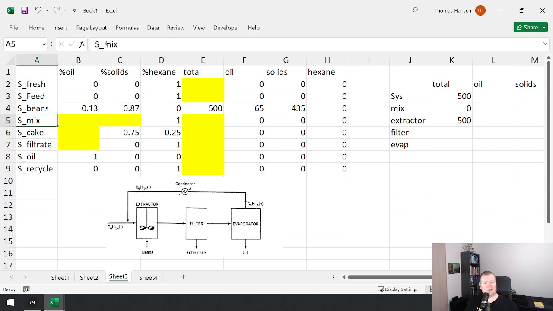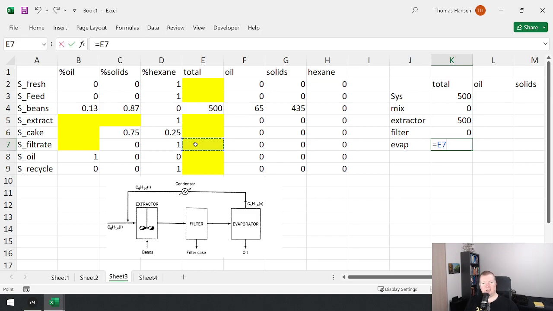Yeah, what can we call that? Let's call it Extract. I can't spell now. There we go. And did I do that right? That plus that minus that. Yes. For my filter, I have my extract stream entering, and I have my cake and my filtrate exiting.